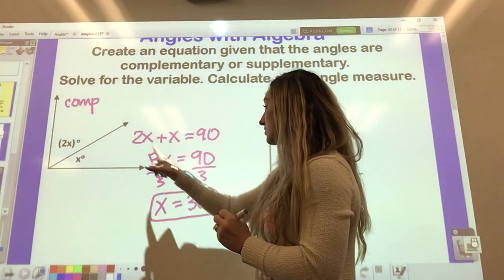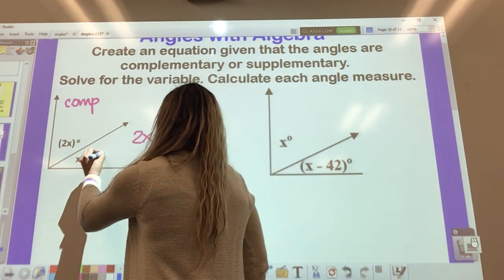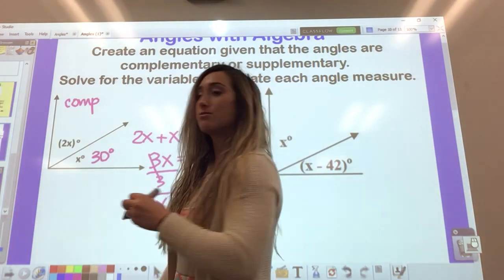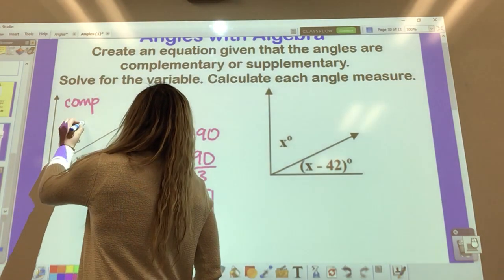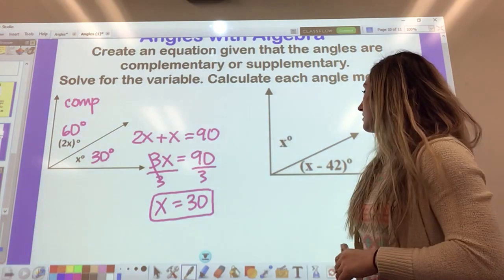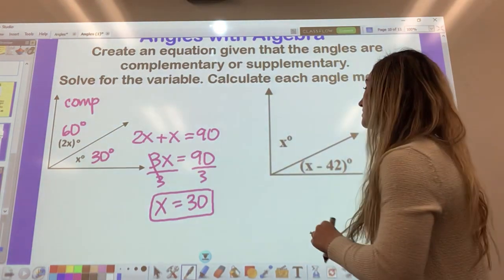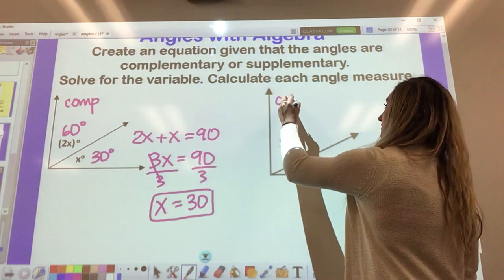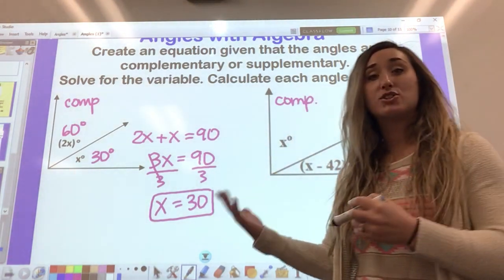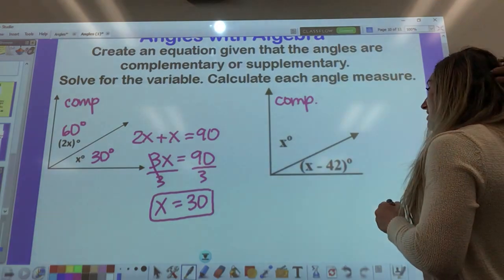So if x equals 30, that means this angle is x. It is 30 degrees. And this angle is 2 times x, so 2 times 30, which is 60 degrees. All right, let's go on to this next one. This also looks like a set of complementary angles. Complementary adjacent, again, to be exact.